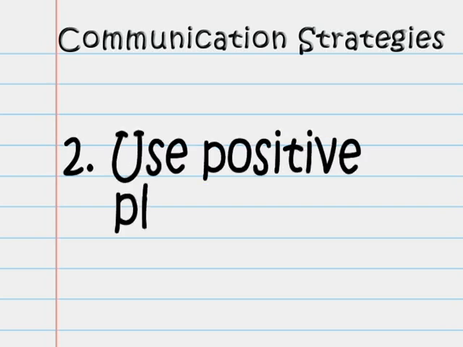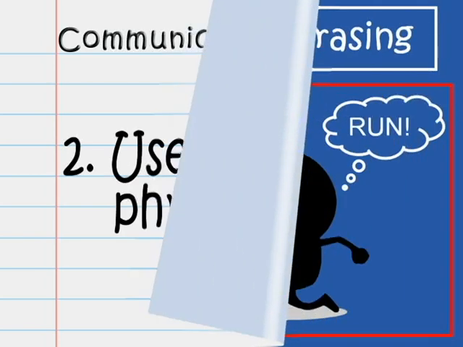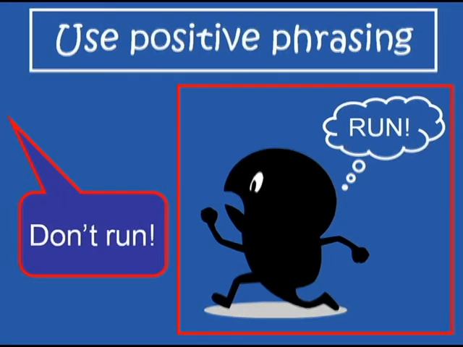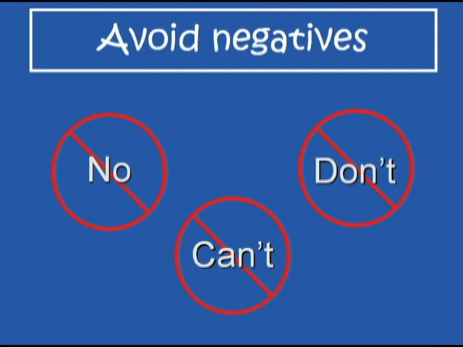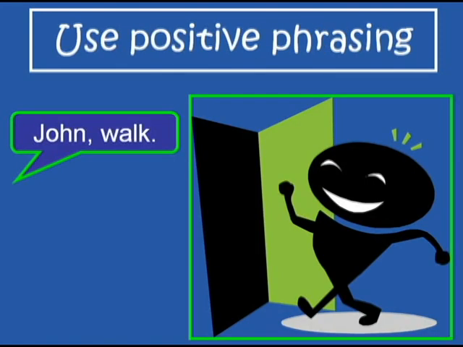Strategy number 2, use positive phrasing. If we say, "Don't run," the learner may only hear the word run. Instead, say what to do, not what not to do, by avoiding negatives like no, don't, and can't. Make positive statements. Instead of "don't run," try "John, walk." After all, it takes a long time to list all the things we don't want a learner to do, but it takes very little time to express what we do want.